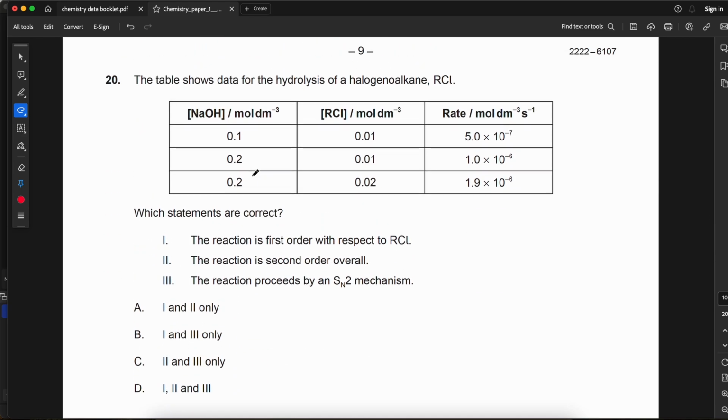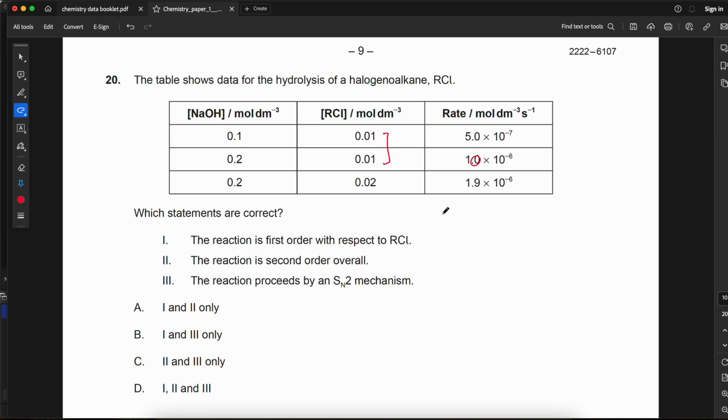Okay, number 20. The table shows data for the hydrolysis of a halogenoalkane, RCl. Which statements are correct? We can see from the experiment for NaOH, the concentration is the same. So double the concentration and double the rate. So this will be 10 times 10 to the power negative 7. Double the concentration, double the rate, that means first order. Double the concentration, quadruple the rate, it means second order. But if there is no change, it means zero order.